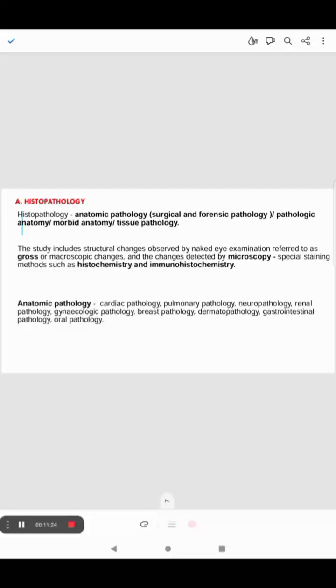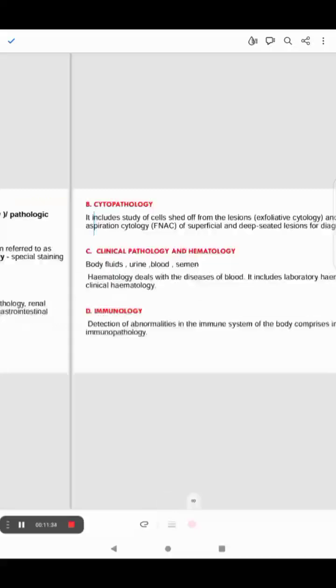So anatomic pathology, as I told, will have many subdivisions, depending on the systems. Example, cardiac, breast, skin, that is dermat, gastrointestinal, and oral pathology.